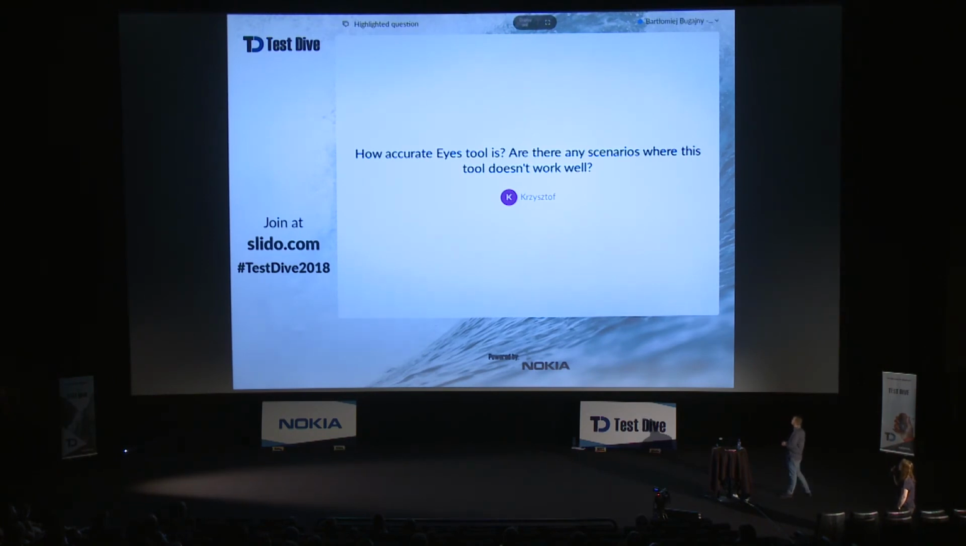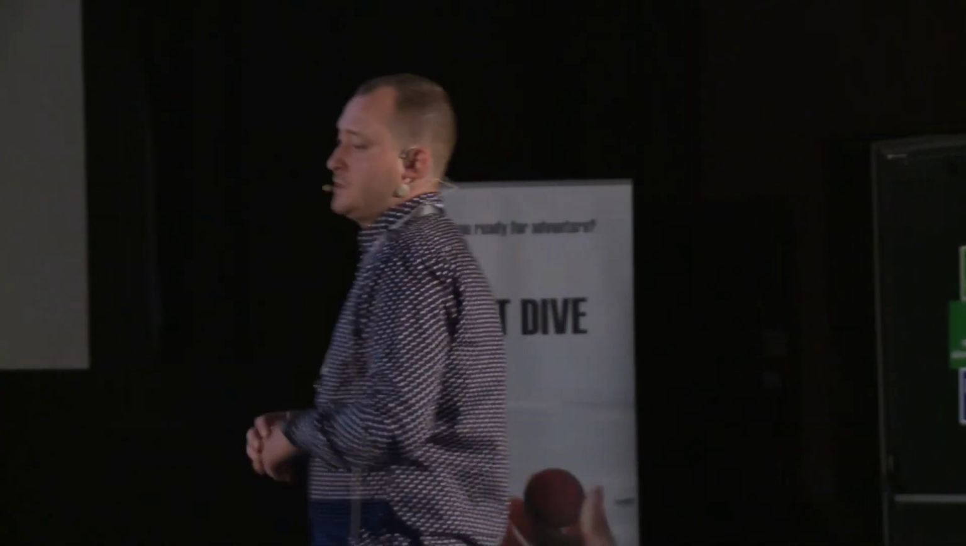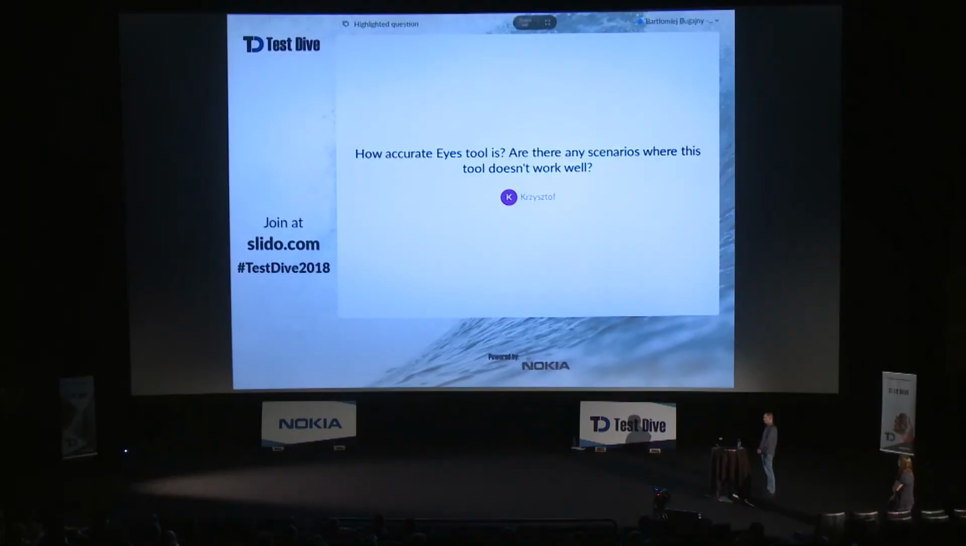Okay, we have time for one more question. The final question is, how accurate is the Eyes tool? Are there any scenarios where this tool doesn't work well? To be honest, I don't know in which scenarios it doesn't work well. Maybe when you have a website where everything is dynamic, and every time you open it something different is shown to people, I think it may be a waste of time to use this tool, because it will not give us a very good answer. If we have static things and we would like to check them in regression many times, we should use it, but for dynamic things, I don't think it's a good idea.